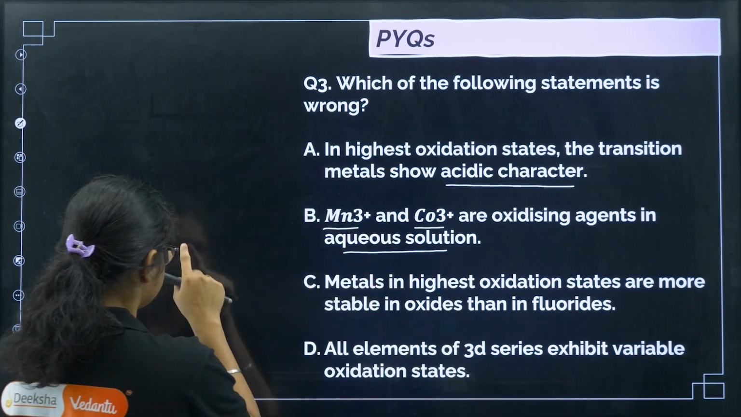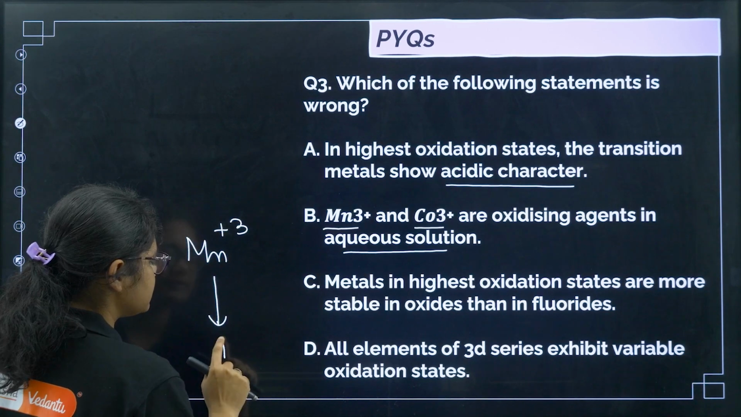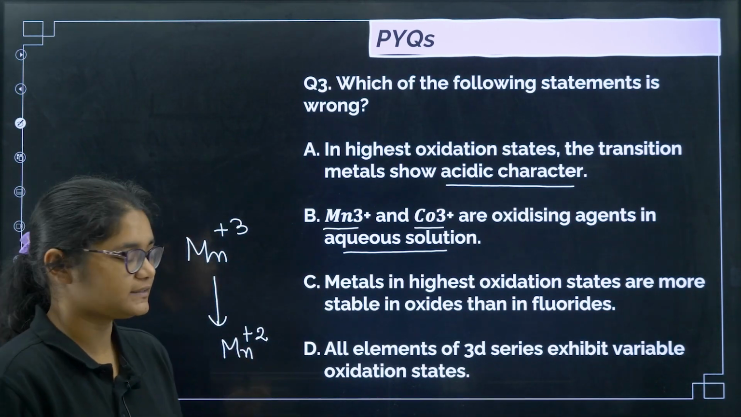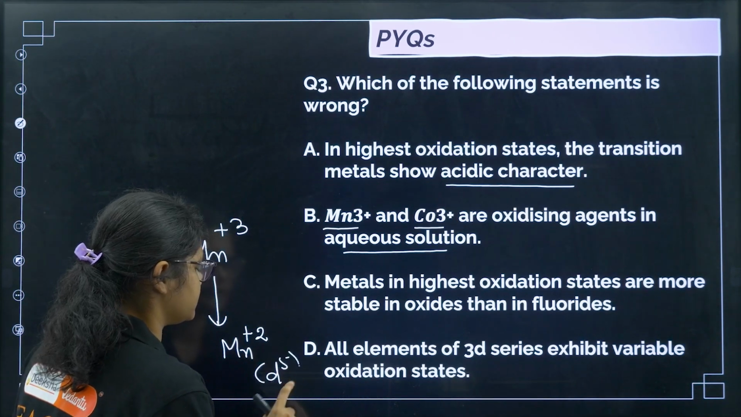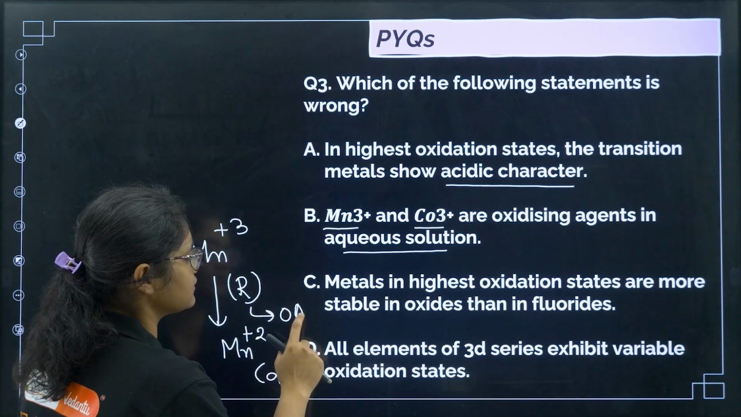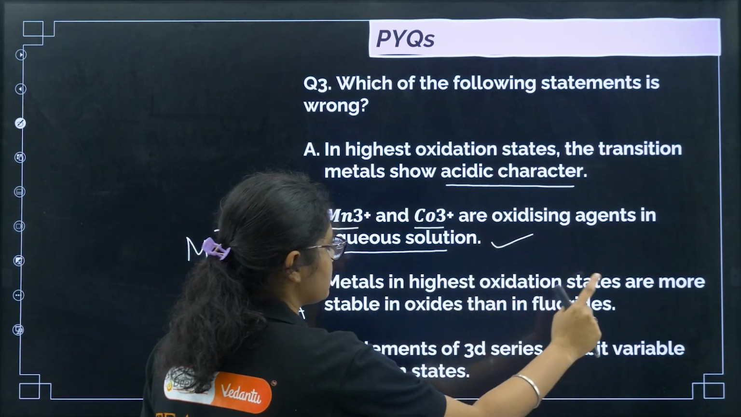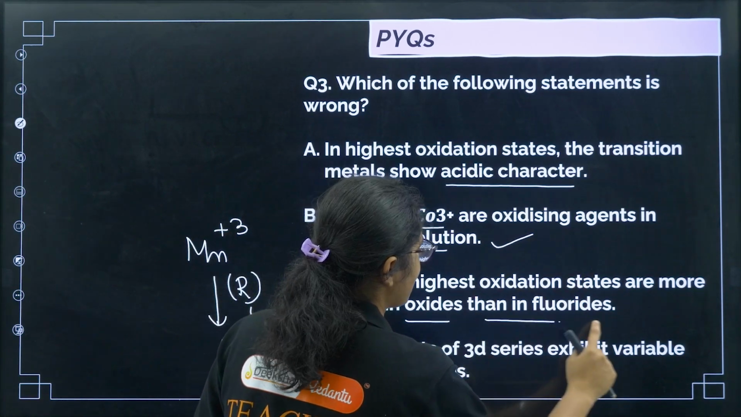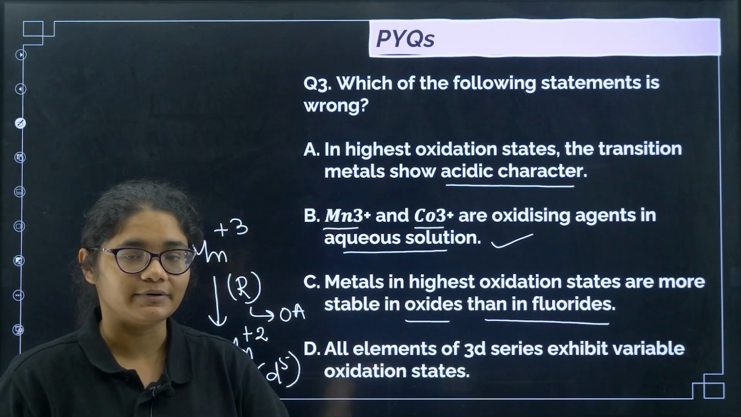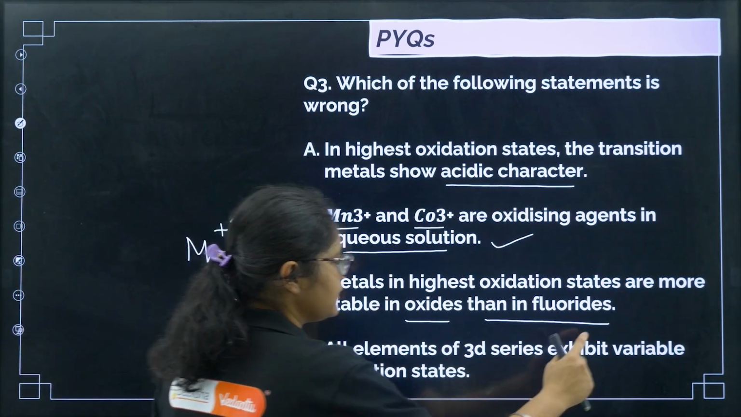Now you see, Mn+3 can come to Mn2+ easily. Why can it come to Mn+2? Because it is a d5 stable configuration, right? So itself it will undergo reduction. If it is undergoing reduction, it will behave as an oxidizing agent. The statement is correct here. Now, metals in the highest oxidation state are more stable in oxides than in fluorides. This also we have discussed in the last class, that oxides can stabilize more due to their ability to form multiple bonds. So this statement is also correct.